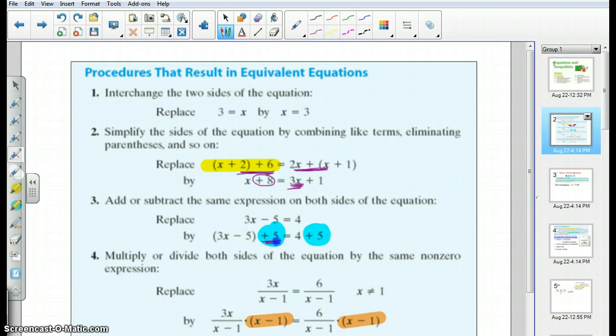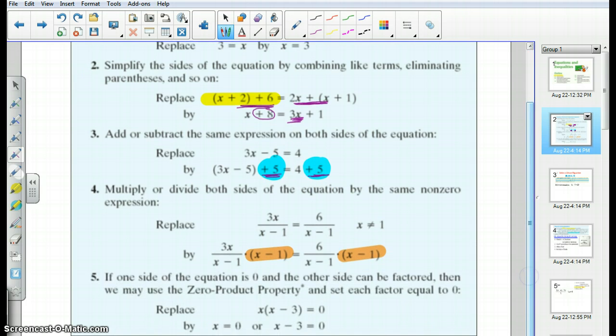Down here, we're simply saying that you can add 5 to both sides and it's equivalent. This next example, they're saying you could multiply both sides. So you can add or subtract to both sides of the equation. You can multiply or divide. You can do anything you want to an equation as long as you do it to both sides.